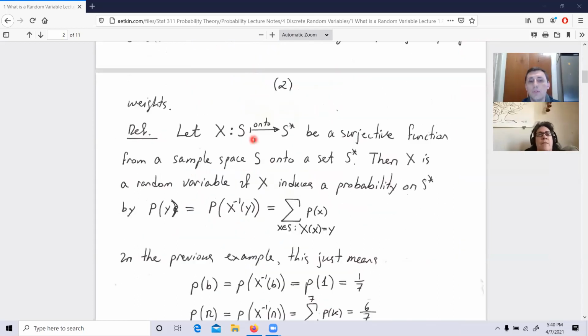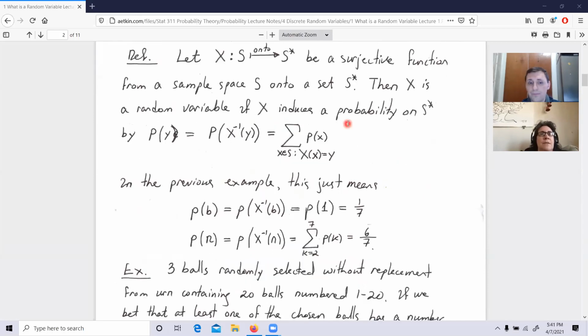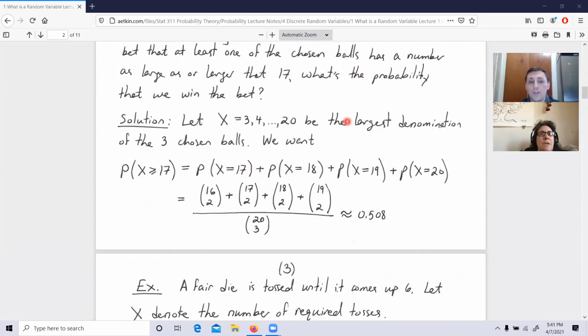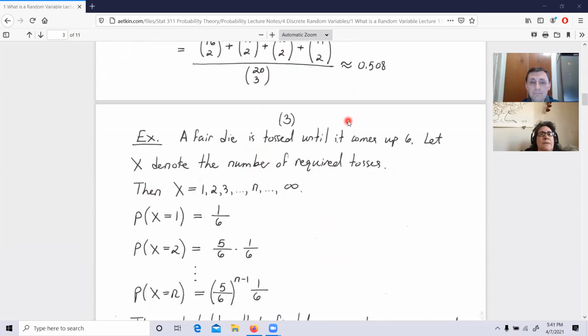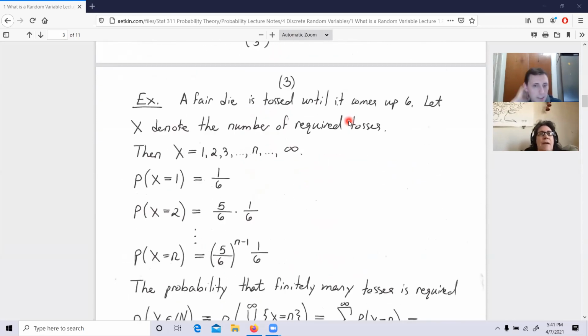And that is what a random variable is, nothing more. It's just a function from a sample space that can be used to induce probabilities on another space S star. Good. So all that we have to have is that the function is onto. And we solved the first exercise here. So here is another example.